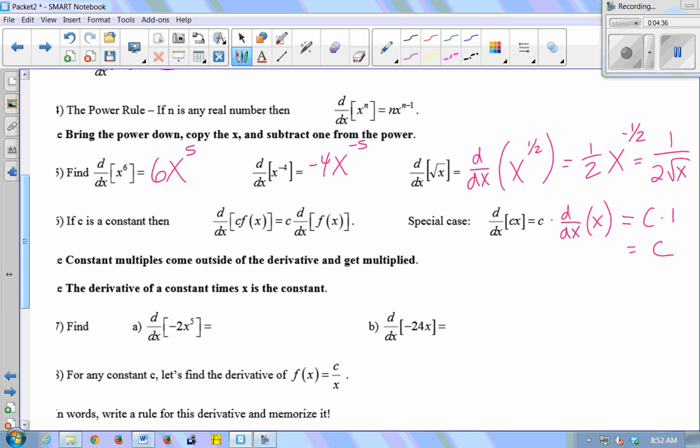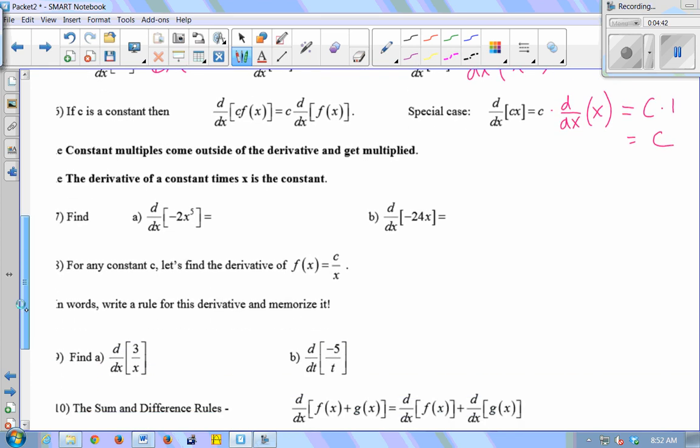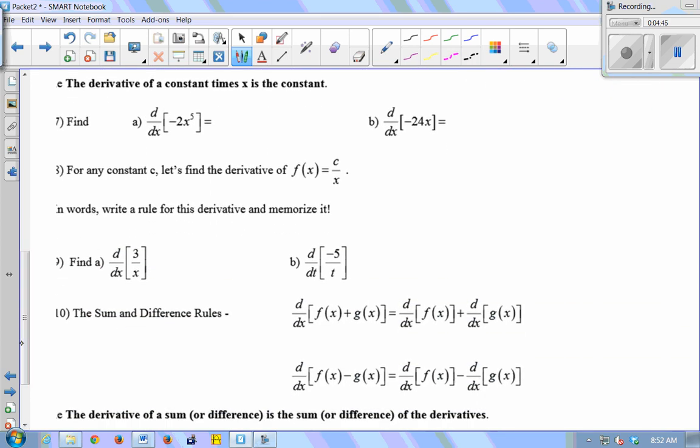So the rule in general is that constant multiples come outside the derivative, and end up getting multiplied. So a couple of examples. If I want to take the derivative of -2x to the 5th, my -2 coefficient just comes along for the ride. It's just going to be -2, and then take the derivative of x to the 5th, which would be 5x to the fourth. And then you could multiply those and get negative 10x to the fourth.